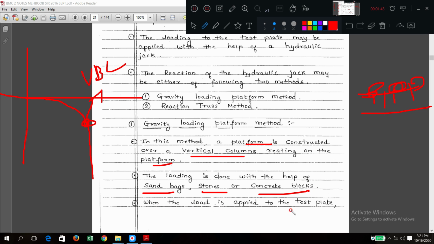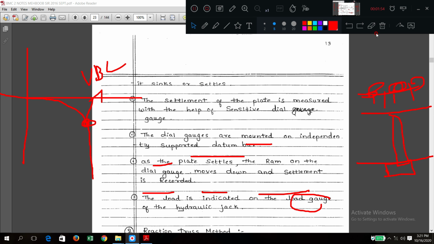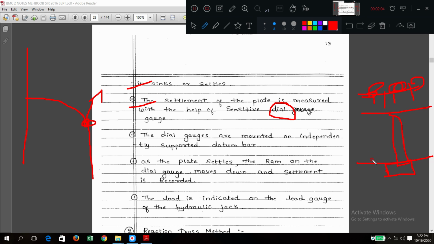When the load is applied to the test plate, at the end you have the test plate and a loading post. What is happening here? The settlement. The plate will start settling. The settlement of the plate we can measure through the dial gauge. Small dial gauges were there, so you can record it.